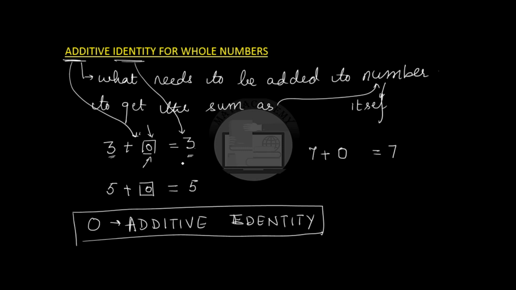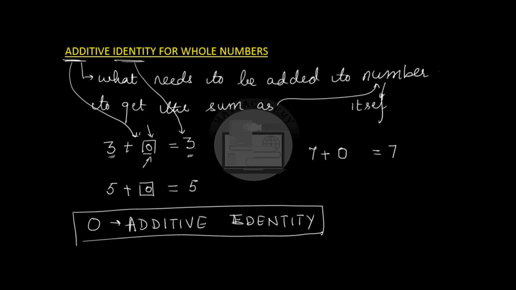Okay, I hope this is very clear to everyone. Okay, so all these properties, the properties which we have seen, the commutative property, the associative property and the additive identity, all these are properties of addition of whole numbers.